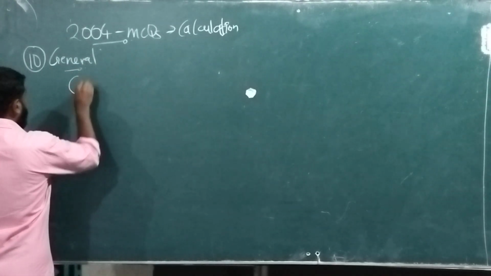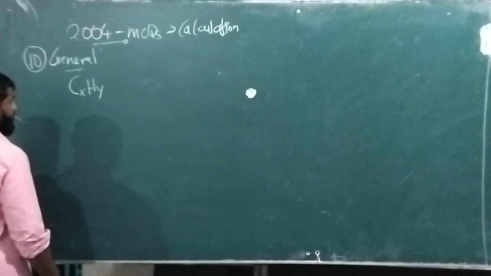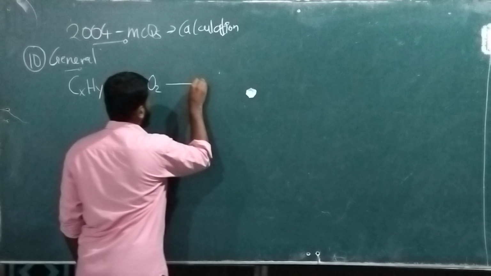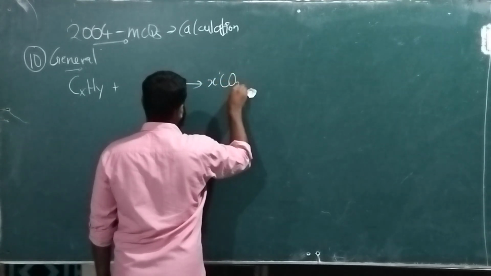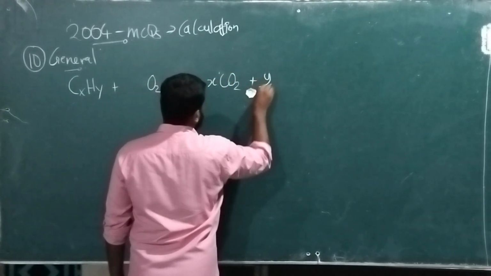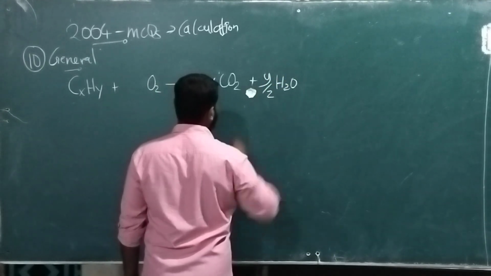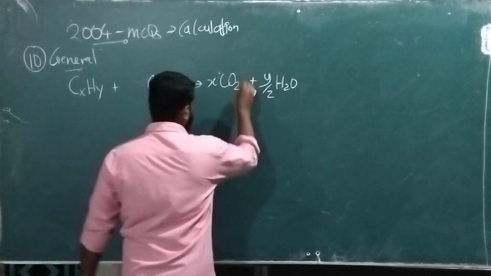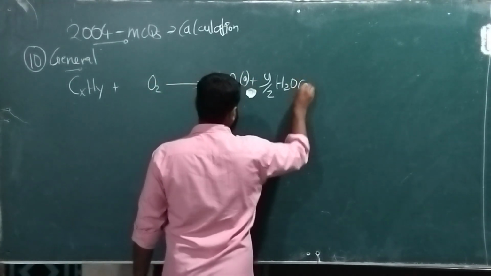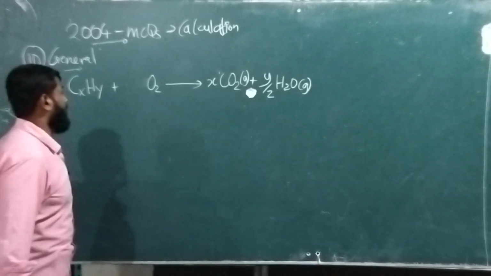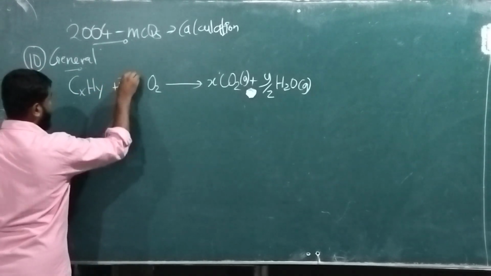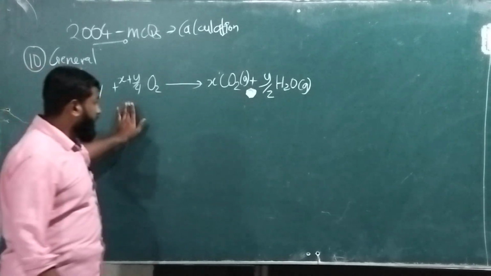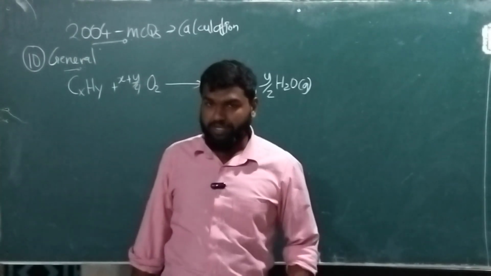So you guys know there's an equation like CxHy, the hydrocarbon, plus O2 gives xCO2 plus y over 2 H2O. They said it gave gas, right? Water vapor. So here you have gas, and water vapor means here also gas. This one's stoichiometric ratio is x plus y by 4, right? So this is the general equation formula for a hydrocarbon.